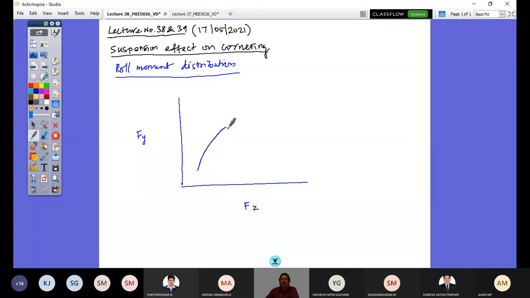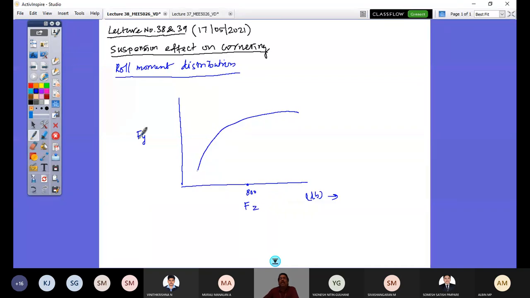So if we look at it, per wheel, 800 pounds per wheel. This is in pounds, let us take as it is given in the Gillespie textbook. So this is 800 pounds per wheel. So per axle, it will be 1600, right? 1600 pounds. So the load is the same, 1600 pounds, if the vehicle is going straight. When it is to take a corner, what will happen? There is a development of Fy.